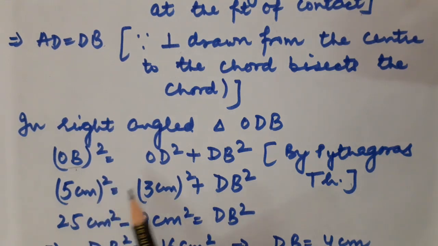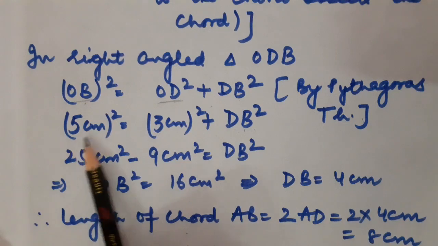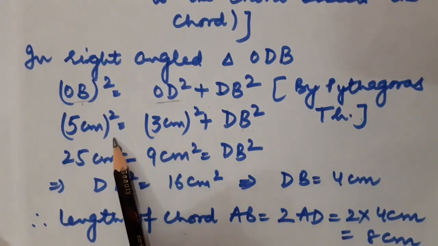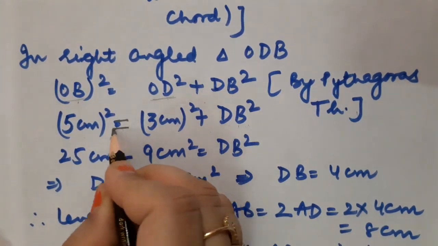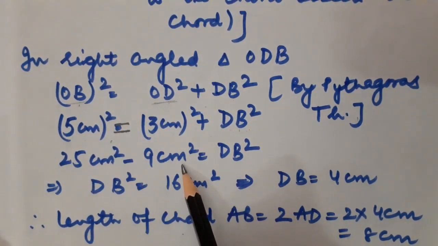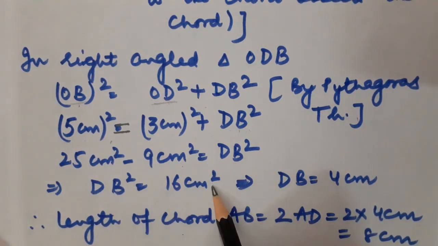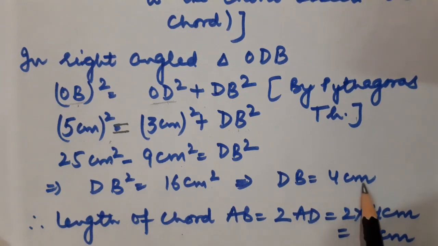5 centimeter whole square is equal to OD, the radius of the smaller circle, that is 3 centimeter whole square, plus DB square. DB is actually the base, or I can say the half of the length of the chord. So this is 25 centimeter square minus 9, because this is the equal to sign, this will go on the left hand side. It would become minus 9 centimeter square is equal to DB square. So DB square is equal to 16 centimeter square. So what would be DB? DB is 4 centimeter. Fine, children.